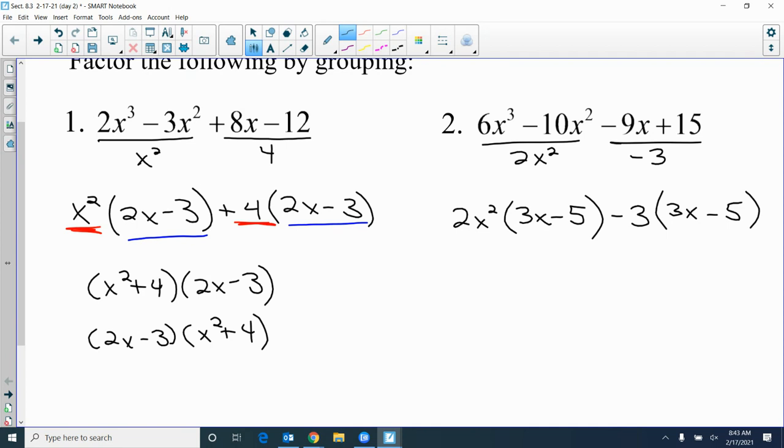Now, do the two parentheses match up? Yeah. They're both 3x minus 5. So you can take the 3x minus 5 as your first group. 2x squared minus 3 is your second group. Okay, 3x minus 5 and 2x squared minus 3. That's your second group.